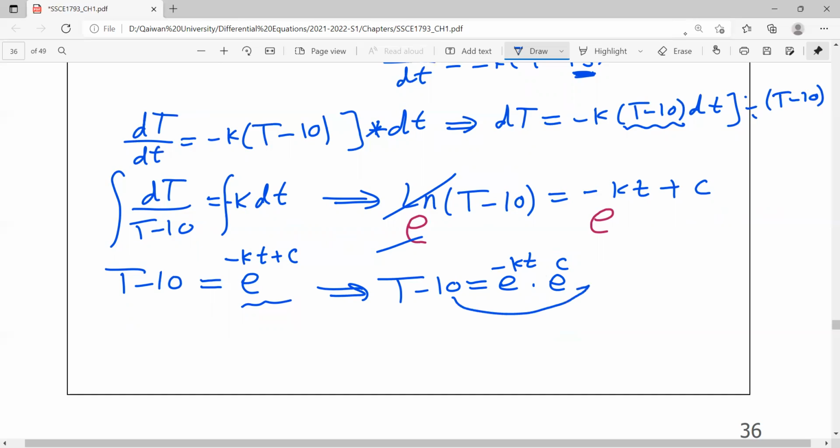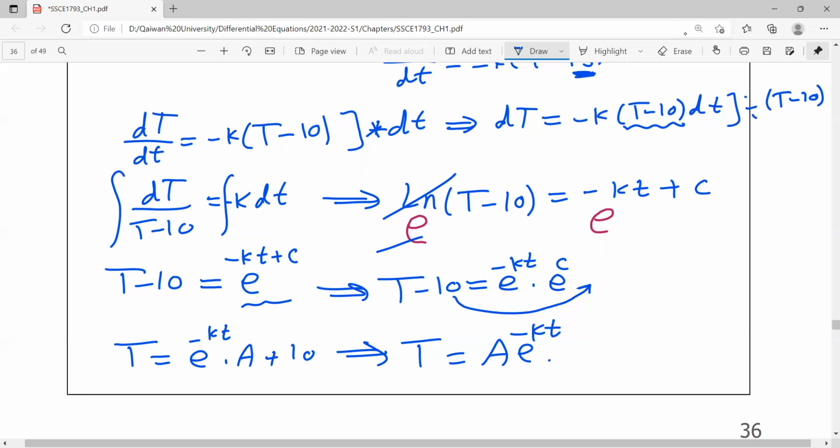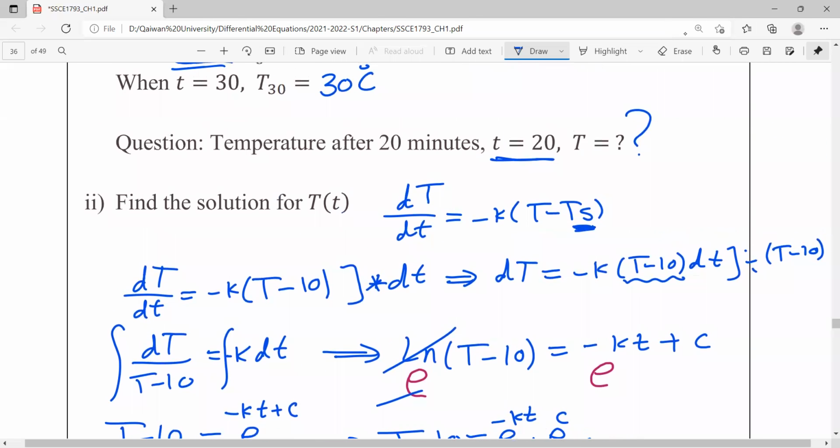So we move this negative 10 to the right hand side, and we get capital T equals e to the power minus kt times A, minus 10. Okay, so this is plus 10. When you move it to the right, it becomes plus. And we get T equals A e to the power minus kt plus 10. This is the solution. This is the solution for T. This is T of t.